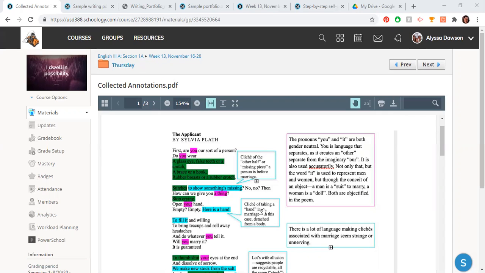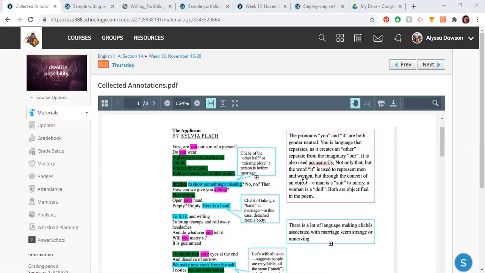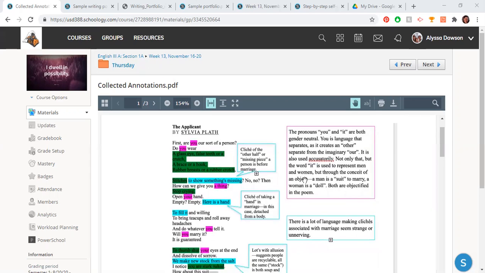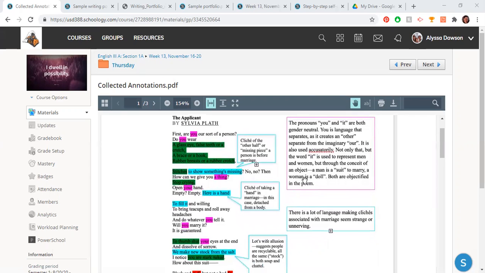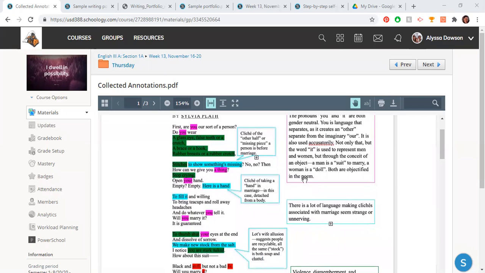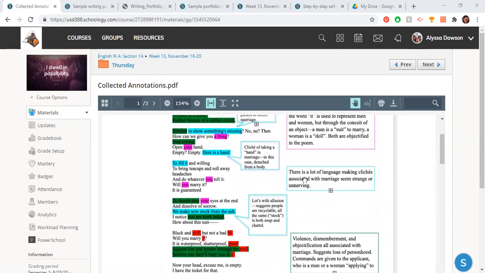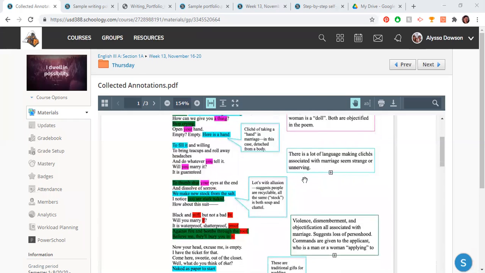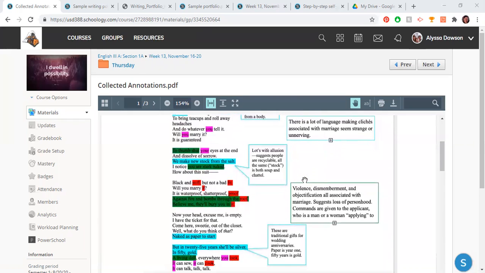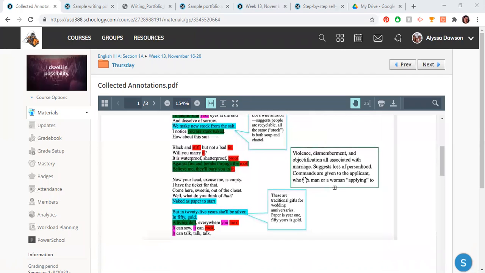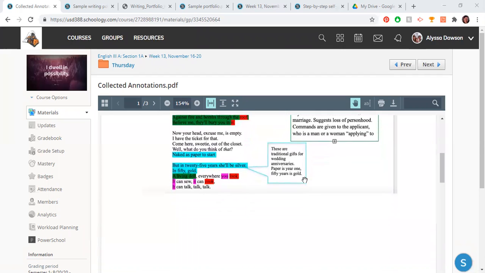So in this portfolio, there's several different kinds of annotations because it doesn't necessarily matter which kind you're doing. So this is in Schoology on Thursday. This poem is The Applicant, right? It's color coded. It's got some notes to the side of it. It's just your typical annotation.